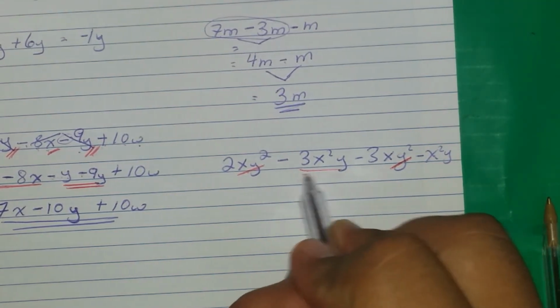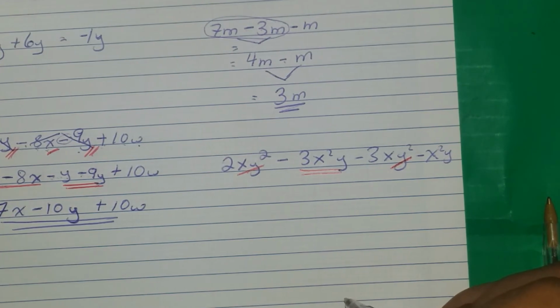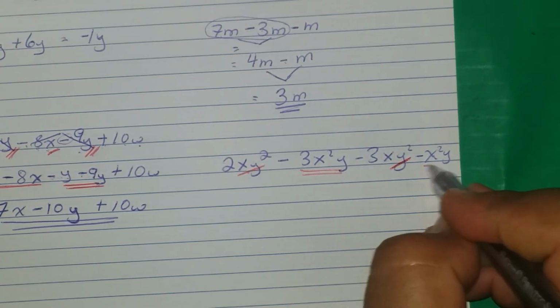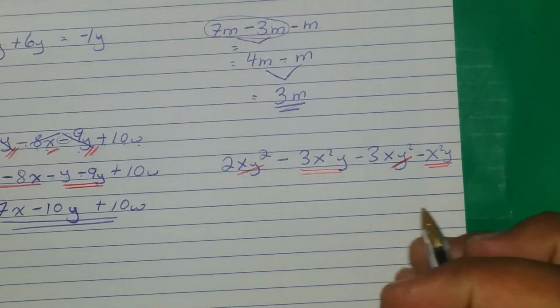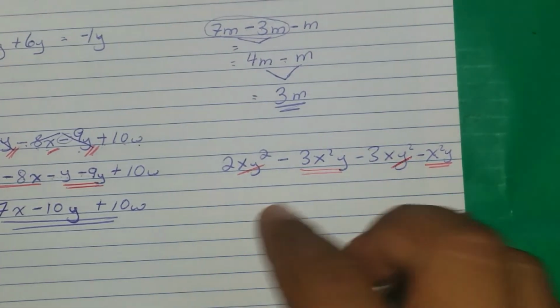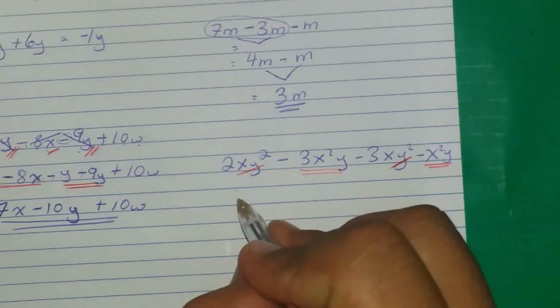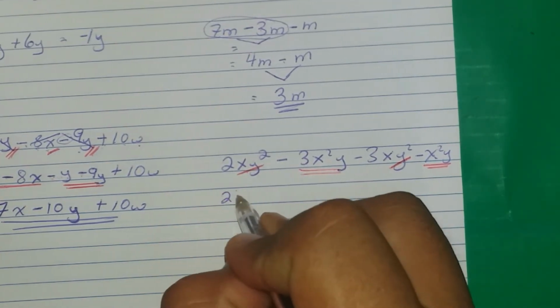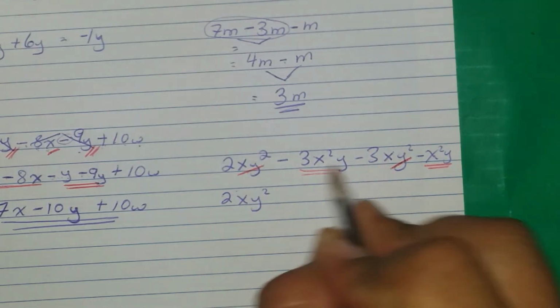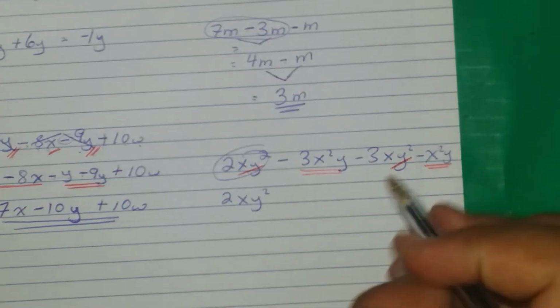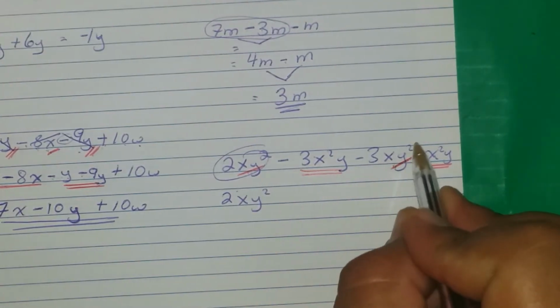Then x squared with y, and then x squared with y. So let's go on and work it out. So we need to reorganize it. We'll bring this down first. We're going to have 2xy squared. Then this one is out. Then that's going to be with this one.